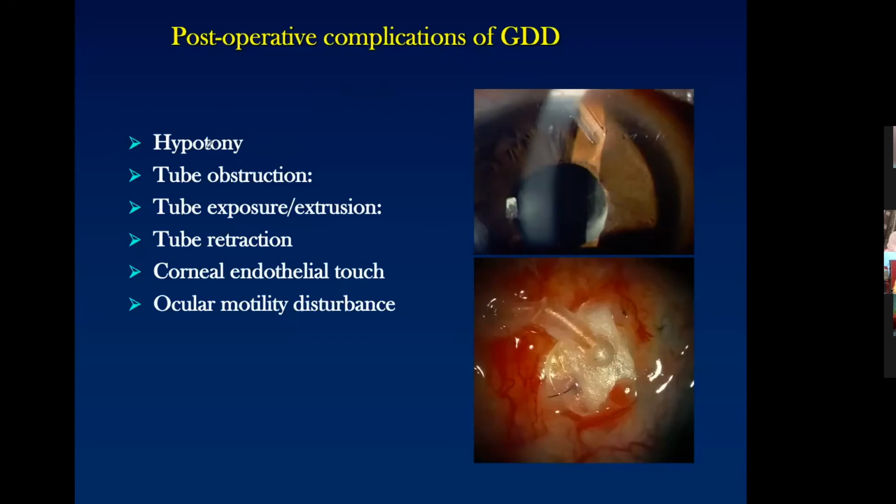Theoretically, it should not be there, but practically it happens because there may be a wound leak from the margin of the tube also. There could be tube obstruction, like in this picture we can see the tip of the tube is obstructed by the iris. There can be tube exposure, there can be tube explant also. And if the bleb is huge, it can produce ocular motility disturbance. Cornea touch should be avoided by putting the tube away from the endothelium. Sometimes we may need a repeat surgery also.